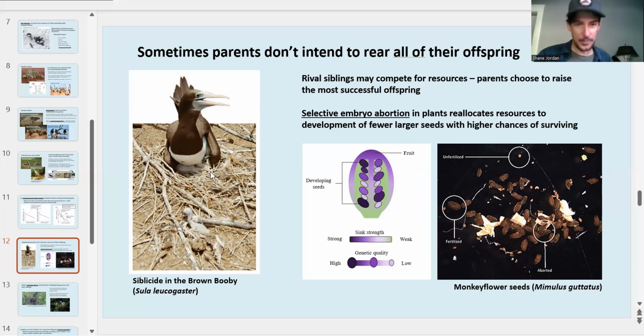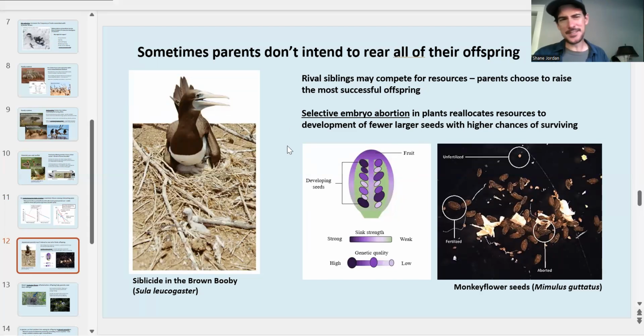And the booby will select which of the 2 siblings seems to have the higher chance of remaining in the nest and getting resources, and the other offspring is basically left to perish. So it's a tragic looking situation, but it certainly happens. We see these rival siblings competing for resources, and then the parents will choose the more successful of the 2 offspring. But this does happen in nature, in these birds.